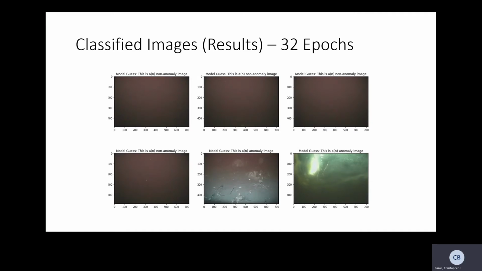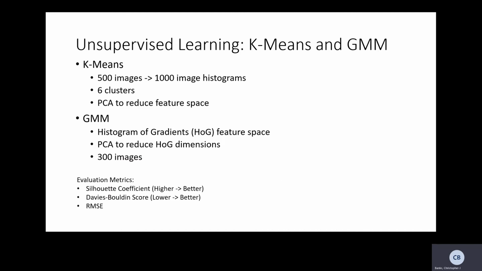And this is for the 32 epoch result. In addition to classifying labeled data as anomaly and non-anomaly types, we are also interested in grouping anomalies with similar features. We utilize the unsupervised learning techniques k-means and Gaussian mixture models to group images of similar anomalies.